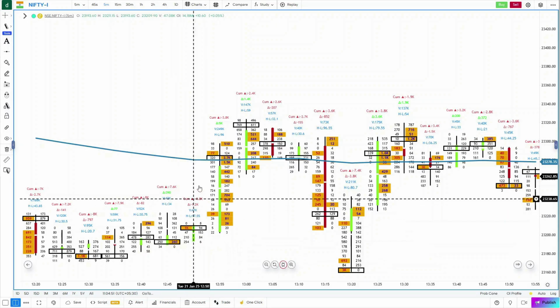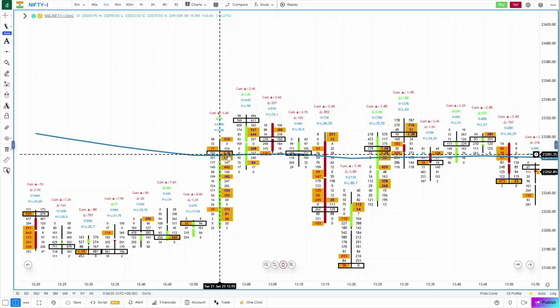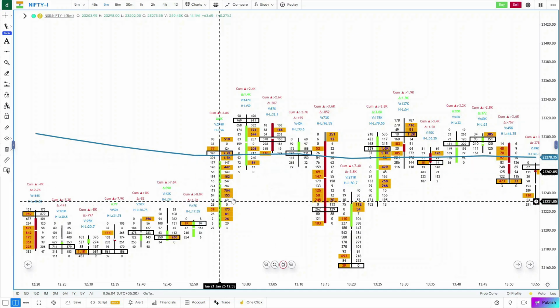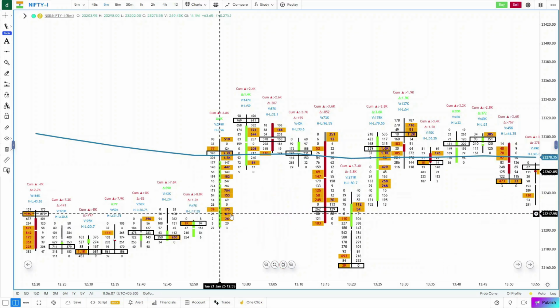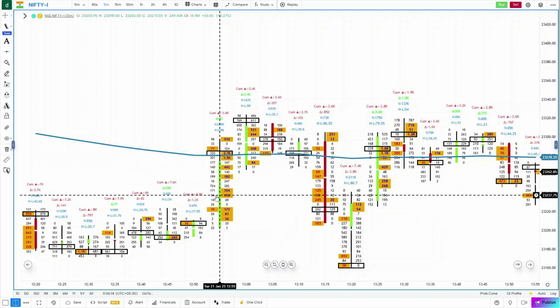So let me break down using this candle for example. On the right side of this candle, you see the market buy orders that were executed against the limit sell orders in the order book. On the left side, you have market sell orders that are getting executed against the limit buy orders.